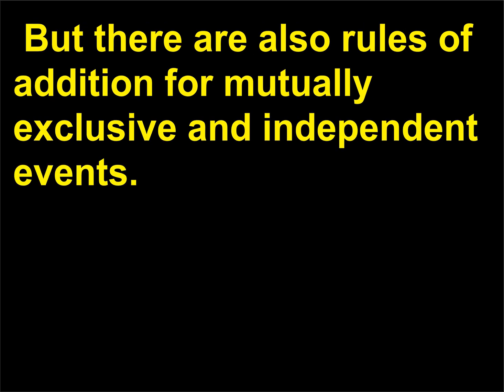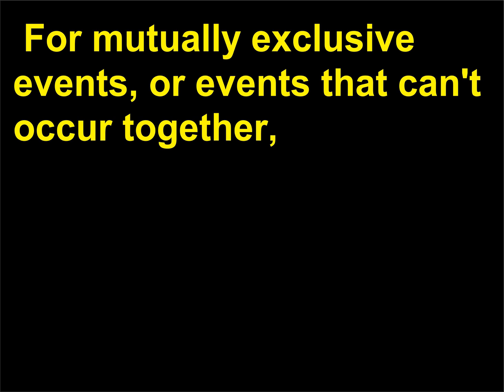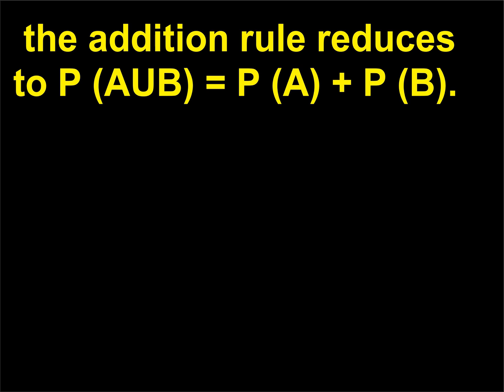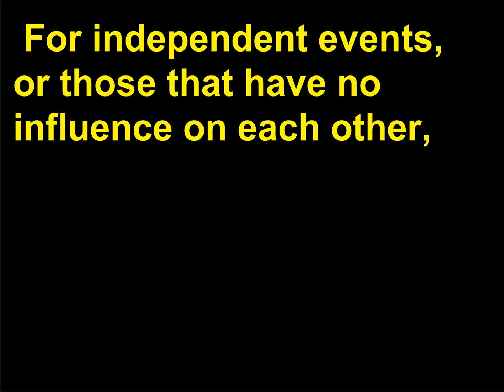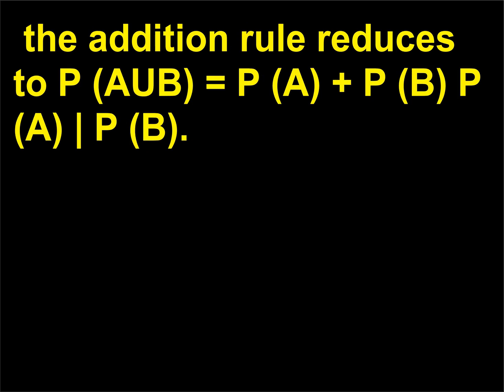But there are also rules of addition for mutually exclusive and independent events. For mutually exclusive events, or events that can't occur together, the addition rule reduces to P(A∪B) equals P(A) plus P(B). For independent events, or those that have no influence on each other, the addition rule reduces to P(A∪B) equals P(A) plus P(B) minus P(A)P(B).